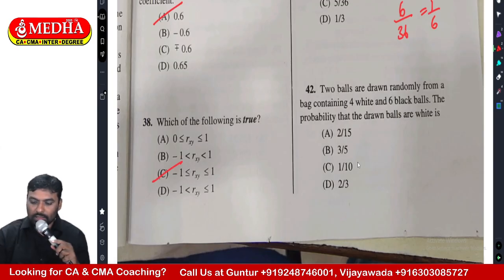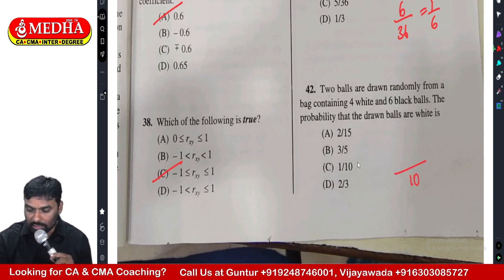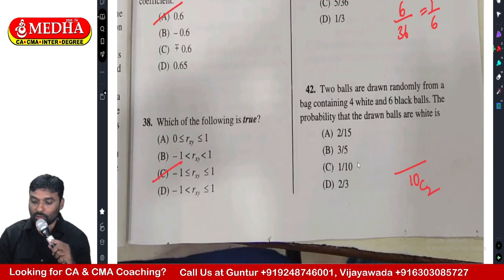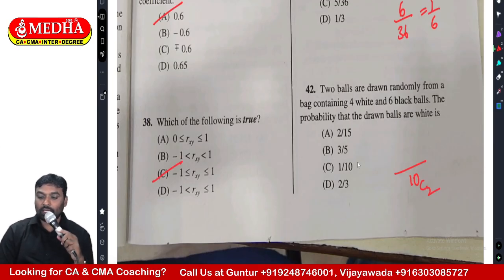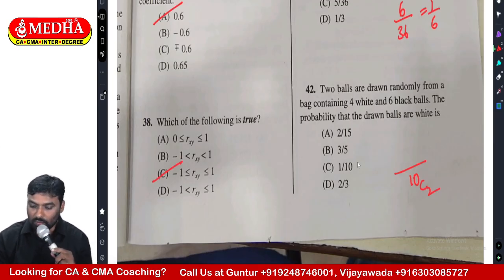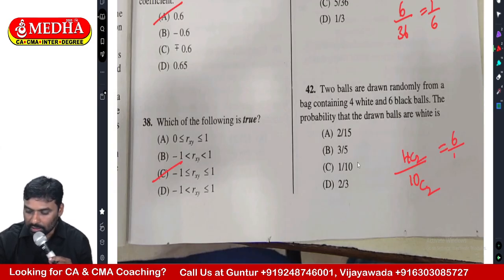A bag contains 4 white and 6 black balls. Total number of balls 10. And 2 balls are drawn. 2 balls are drawn means 10c2. And what is the probability that drawn 2 balls are white? White means 4c2. So 4c2 means 6, 10c2.